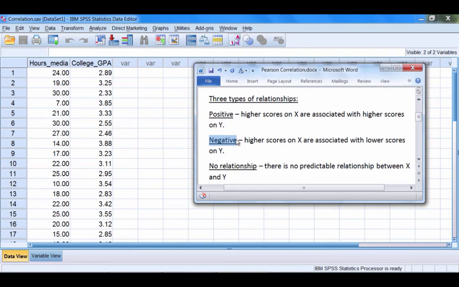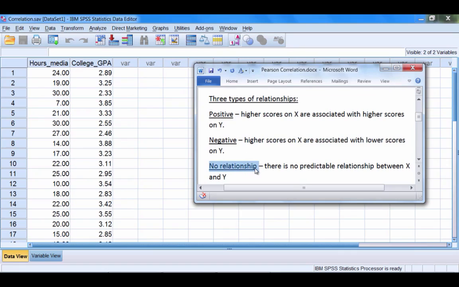Now here we see the opposite pattern. Higher scores on X are associated with lower scores on Y, and vice versa. Lower scores on X are associated with higher scores on Y. So this is an opposite pattern. Higher on X goes with lower on Y, lower on X goes with higher on Y.